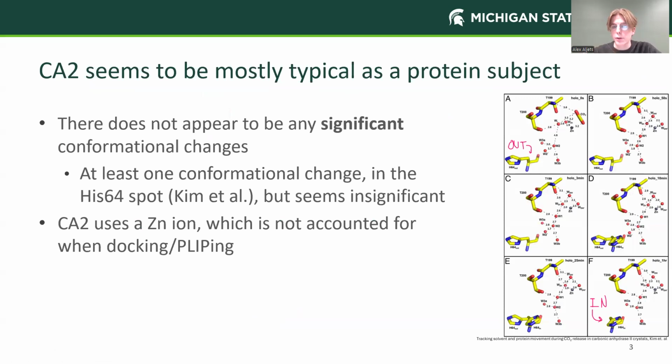CA2, again, seems to be mostly pretty typical as a subject. There doesn't really appear to be significant conformational changes. I couldn't see any on PyMOL when I was looking at it in there. It does use a zinc ion, which isn't accounted for when we're doing docking and plugging into PLIP, which could be cause for concern, but it seems pretty insignificant as of now, I believe.